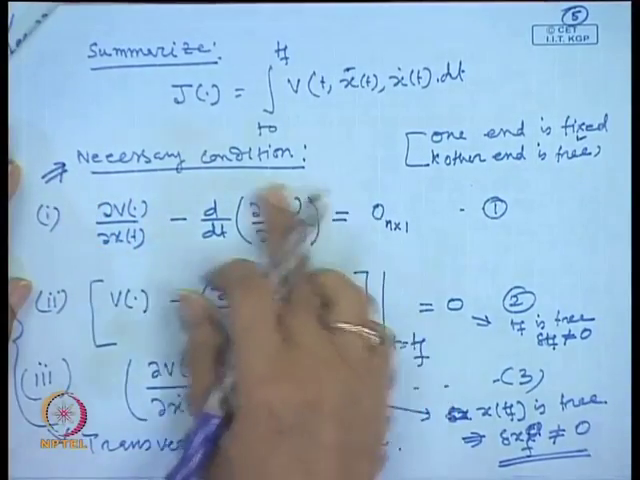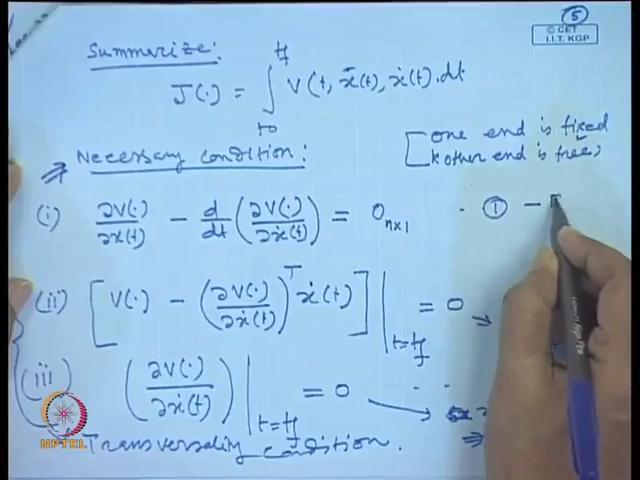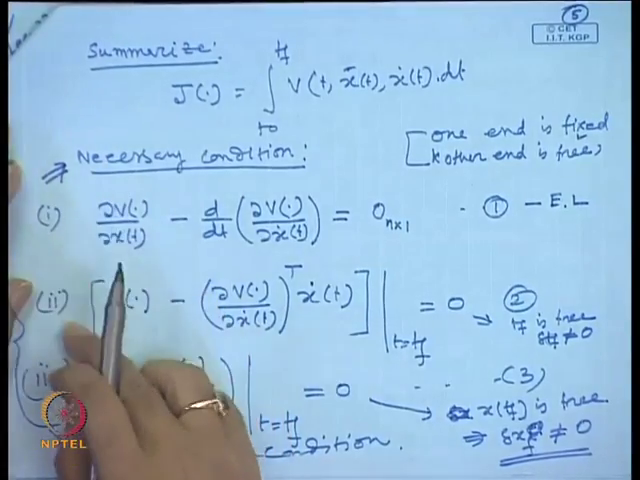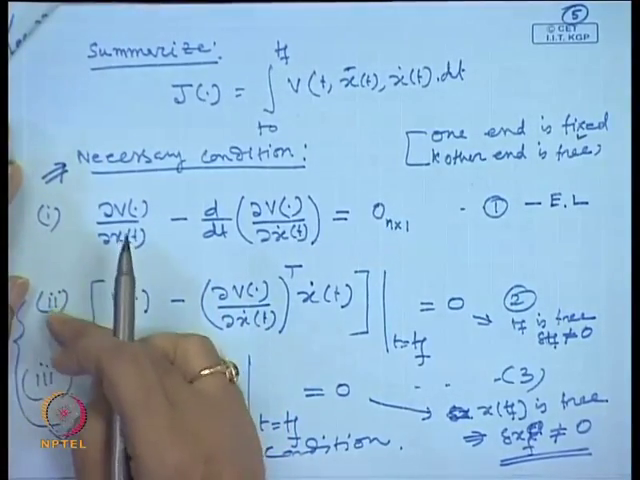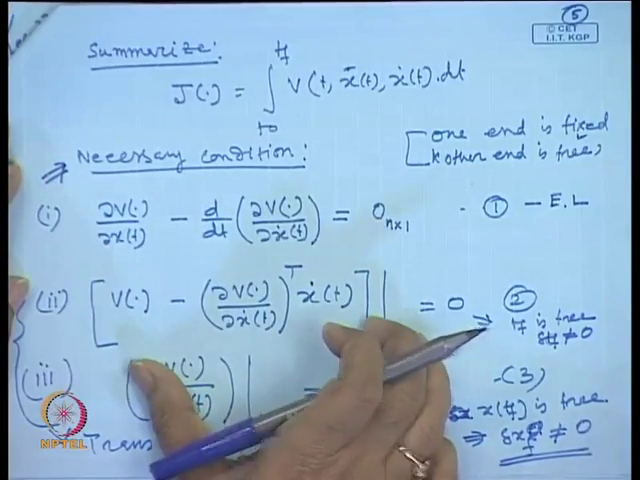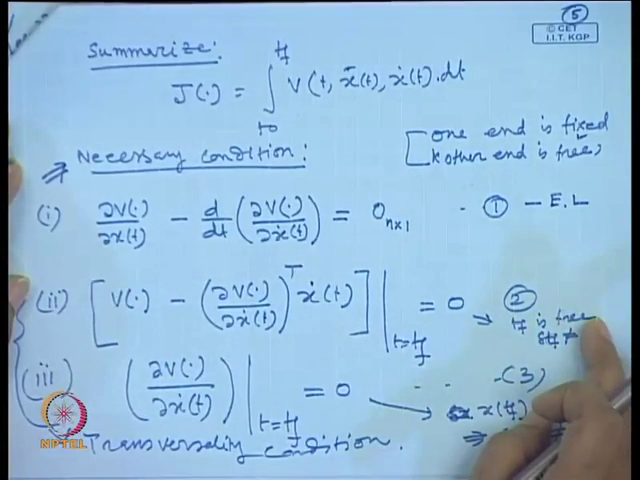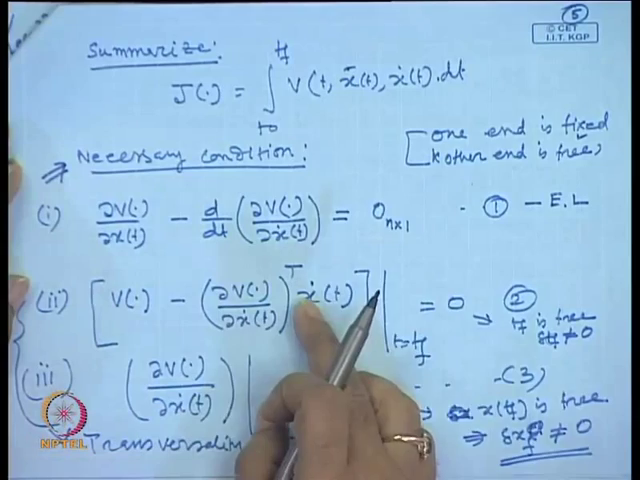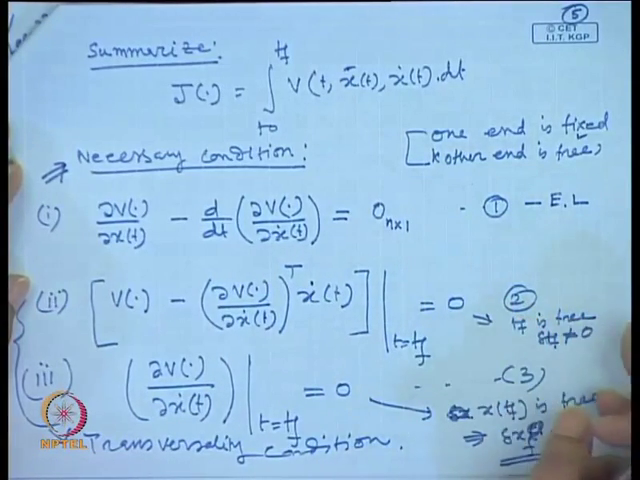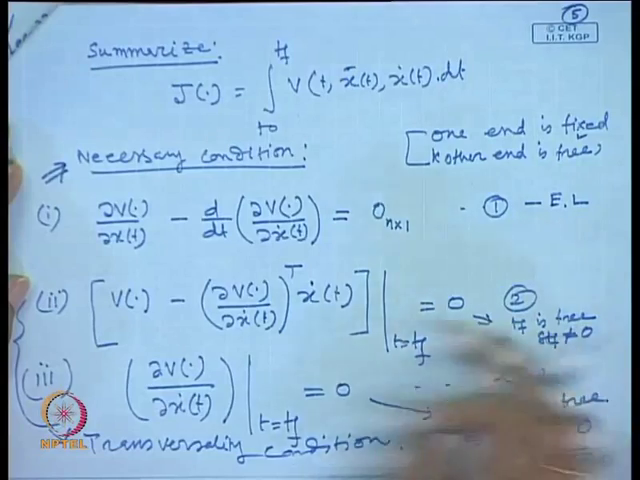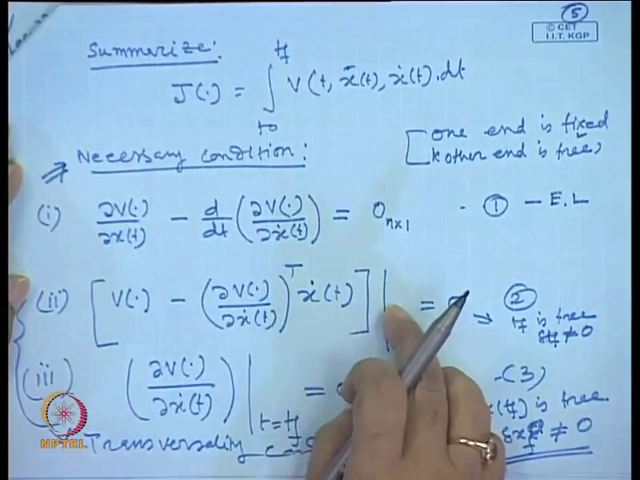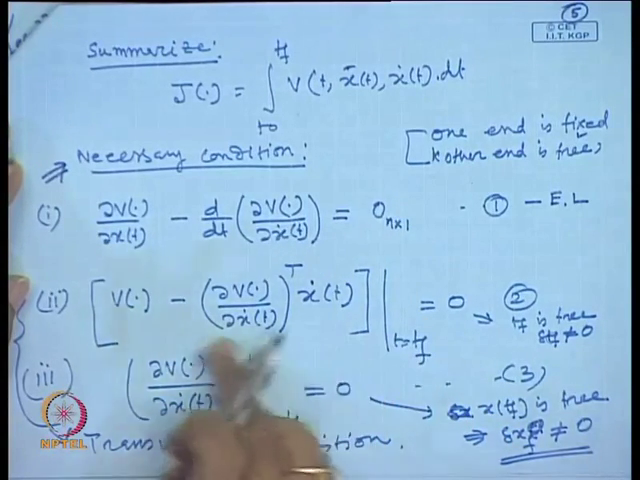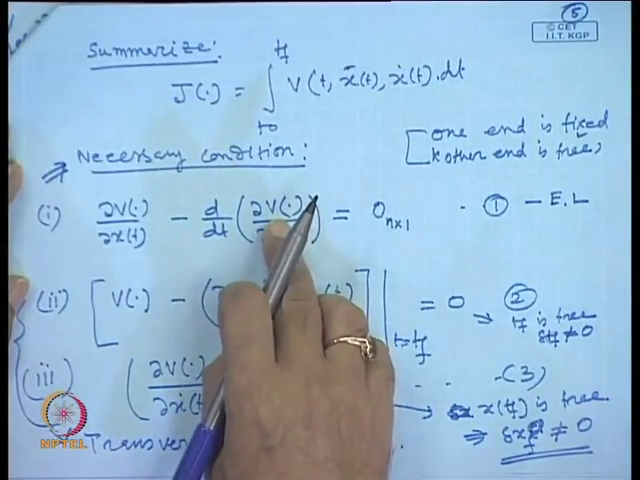The first condition is the Euler-Lagrange equation, and you have to solve this one. In order to solve it, there are boundary conditions. When t f is free, you have to use this equation. When x of t f is fixed, then out of this you only have to use this one. When x of t f is free but t f is fixed, you have to use, in addition to the Euler-Lagrange equation, this equation.